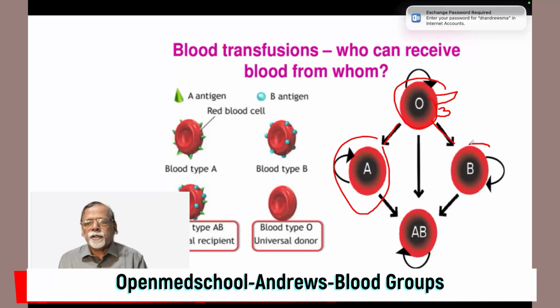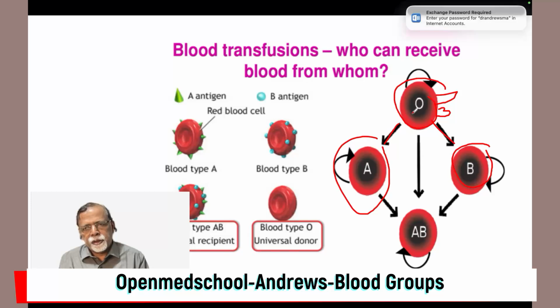In the same way, if you give the blood to a B group person, the anti-A in that person will not react with the O blood because there is no A antigen there.